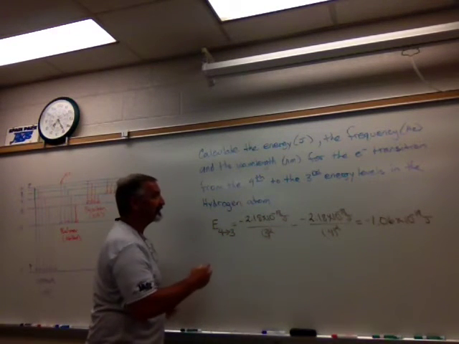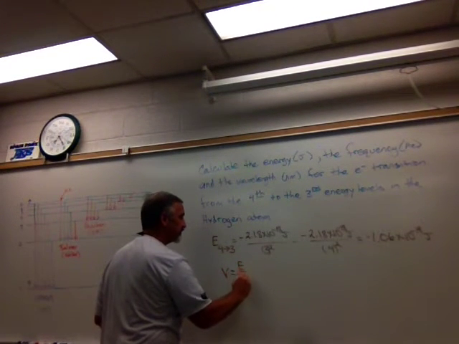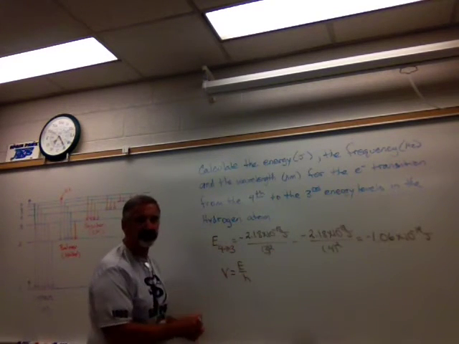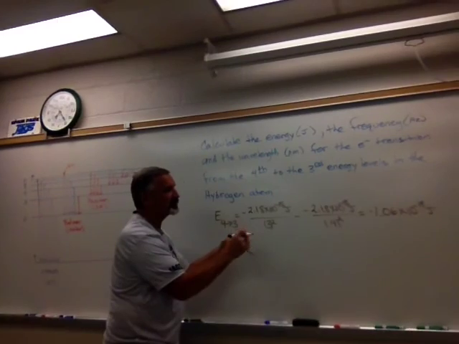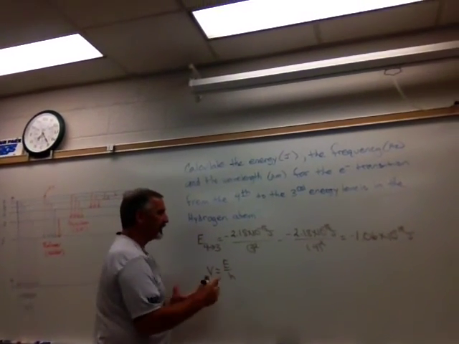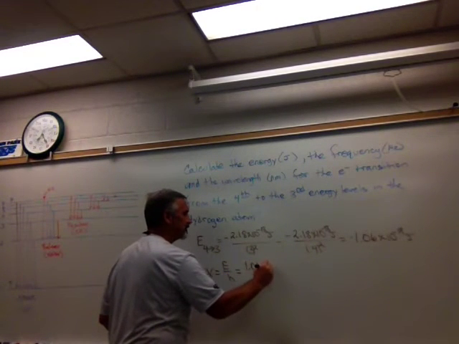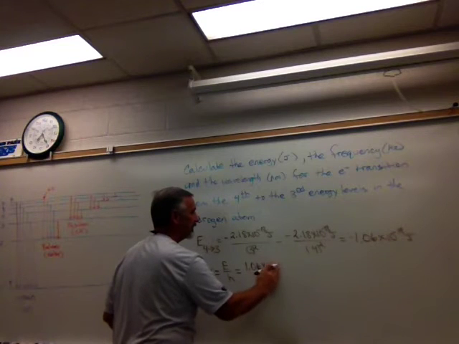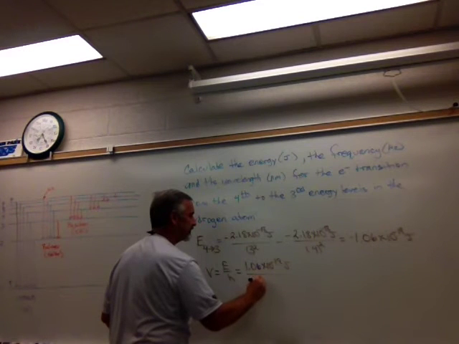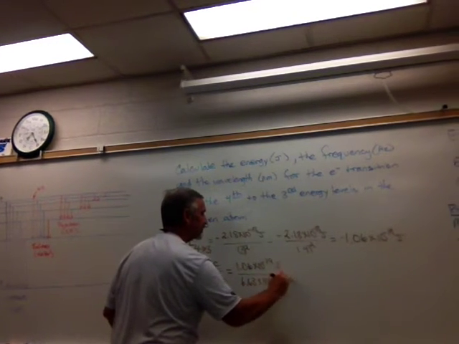Now when we want to calculate the frequency, nu is equal to E over h. Okay? So we use this. Now you can't have a negative frequency or a negative wavelength. The negative is simply showing us the direction in which the energy is released, but it's always going to be the same wavelength and frequency. So you drop the negative sign. It's 1.06 times 10 to the minus 19th joules, divided by h, 6.63 times 10 to the minus 34th joule seconds.